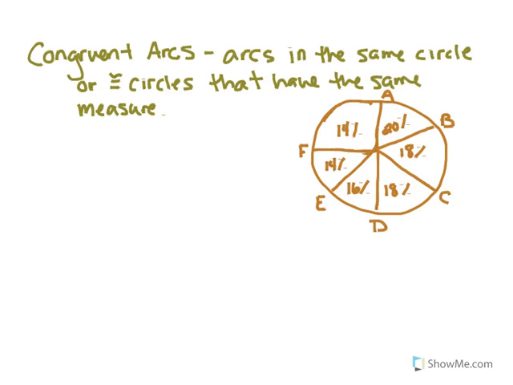So next we're going to talk about congruent arcs, and that's basically just arcs that are in the same circle or within congruent circles that have the same measure. In this particular circle, we can see that we've got a couple pairs of congruent arcs. Arc BC and arc CD are congruent because they have the same measure. They're made up of the same percentage of the circle. And we also have F to E and A to F. Please keep in mind that this is a hand-drawn picture and my drawings are not always to scale.